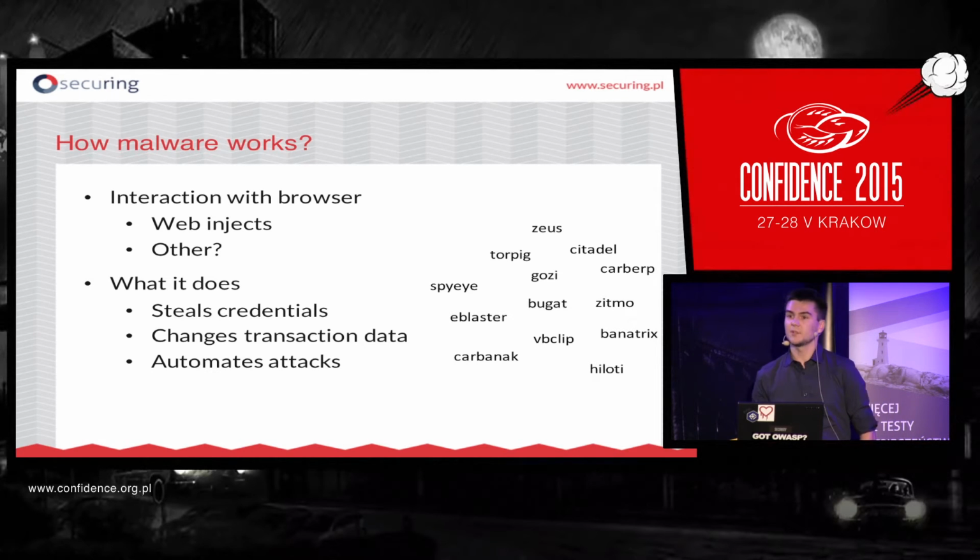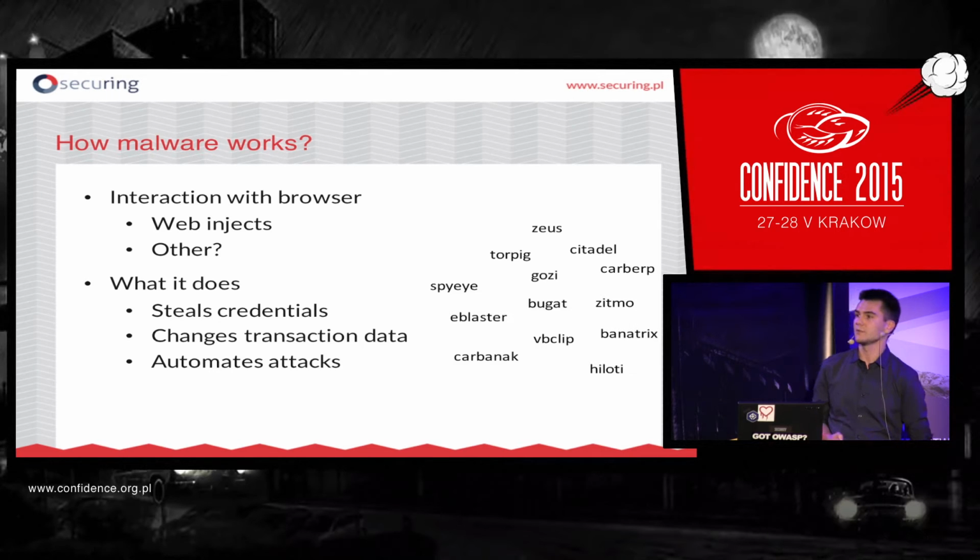So what is the purpose of banking malware? Of course, it steals credentials to the banking application. It changes transaction data to steal the money. And sometimes it automates attacks by, for example, simulating user clicks or actions.